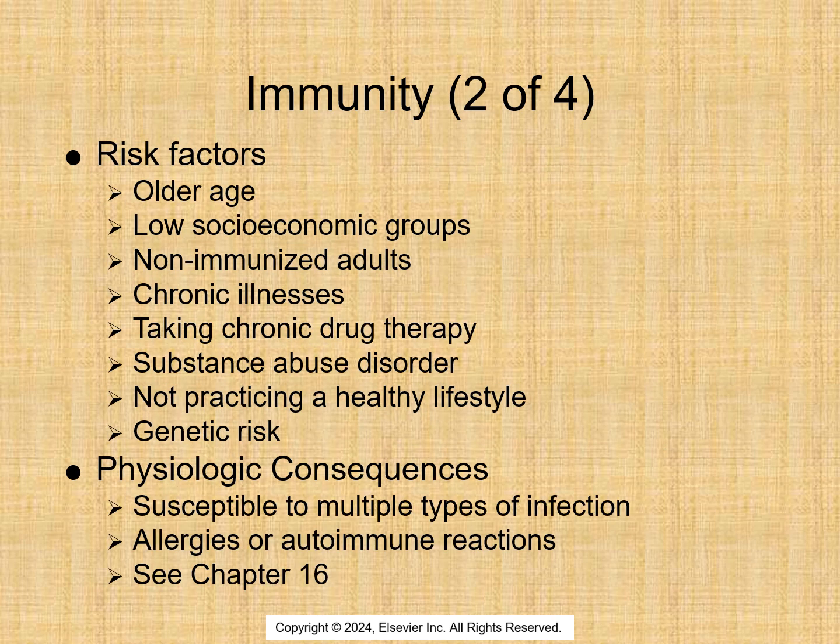The risk factors for impaired immunity are listed right here, beginning, of course, with advanced age. Lower socioeconomic groups can be more at risk. Non-immunized adults, you will learn about that as well when we talk about that block later on in week 12. Chronic drug use, substance abuse, not practicing healthy lifestyles, and then there could be a genetic predisposition as well.